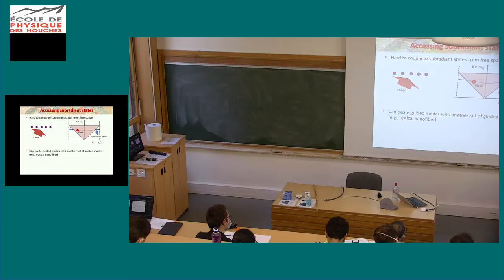But the special thing about arrays is that subradiance now acquires a very physical, intuitive meaning. It's really nothing more than this chain of atoms acting like some kind of fancy waveguide or optical fiber. So once you realize that, you can try to cook up efficient ways to couple to these guided modes. And one way to couple to guided modes is by using another set of guided modes. And just to make that more specific, here I'll consider an optical nanofiber.